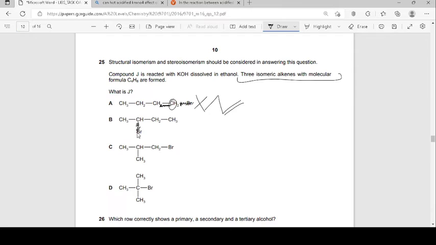Now, if I remove this Br, then I have 2 adjacent carbons here, right? So I can either get this attached here, which means I get the same thing I got here, or I can attach it to this carbon. That means I get but-2-ene, which will have cis-trans isomers, so that is the trans version, and this is the cis version of it. So I think B should be the answer, but let us check the other options as well.